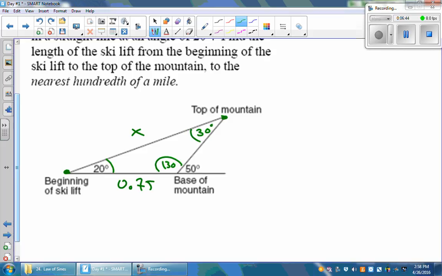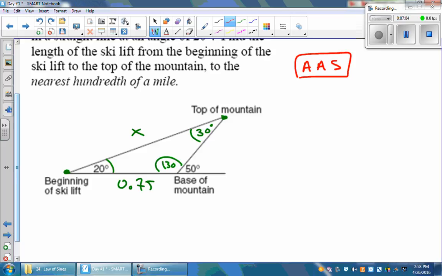Now, I'm always looking for indicators as to whether it's a law of sines or law of cosines question. And in my experience, when you have lots of angles, like we do in this question, it's going to be a law of sines question. Again, I could also say that I do have an angle and a side. I have lots of angles, and I do have that one side. Now it's just a matter of setting up the proportion correctly.